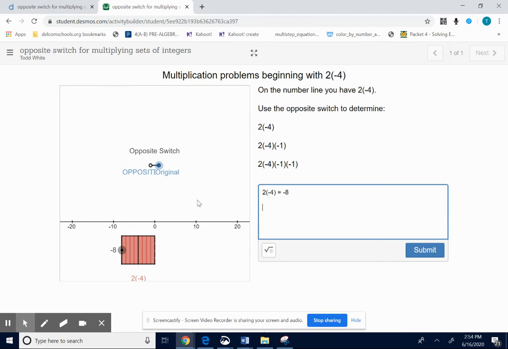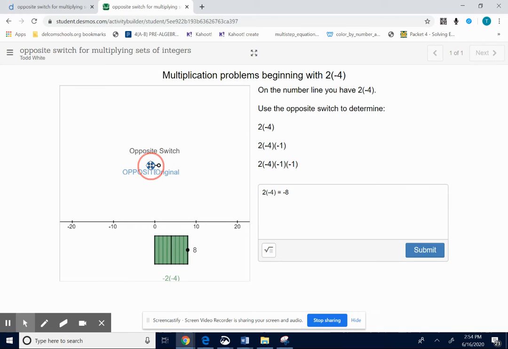So for that second problem, I have 2 times negative 4. I'm going to take that third number, which is a negative 1, treat that as an opposite, and switch it. So I get positive 8. For that second problem, I had 2 times negative 4 times a negative 1, which think of as a switch, and I end up with positive 8.